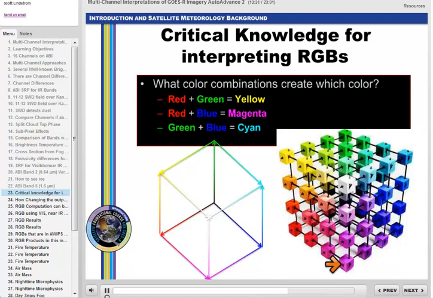All colors can be found in the color cube based on the 3 color combination. For example, orange is a lot of red plus some green and no blue. Knowing how different colors are created will help your interpretation of RGB imagery.